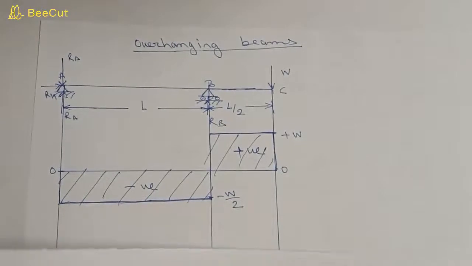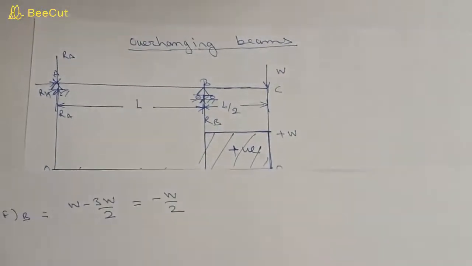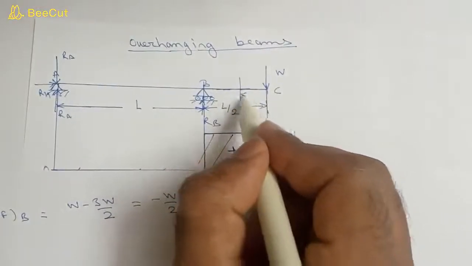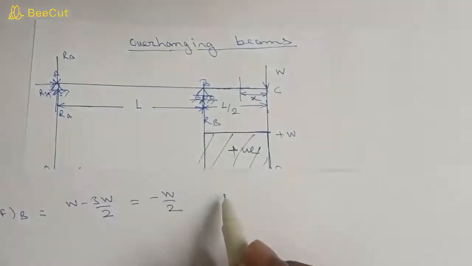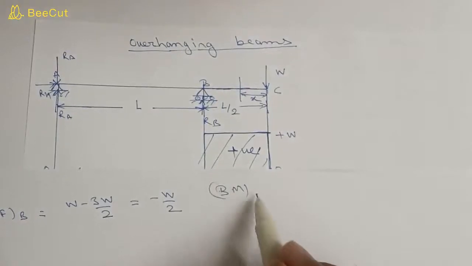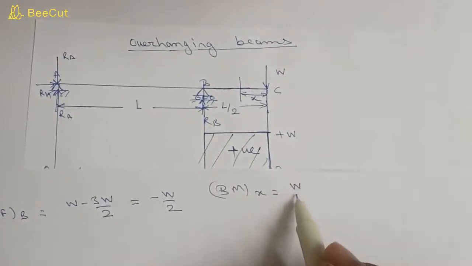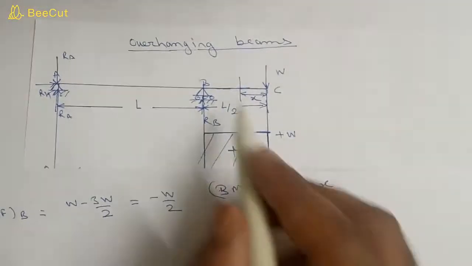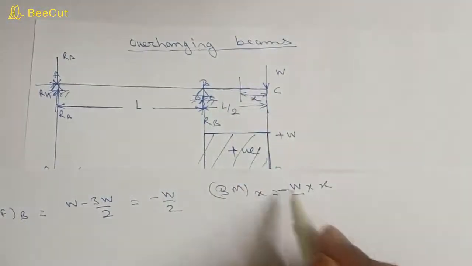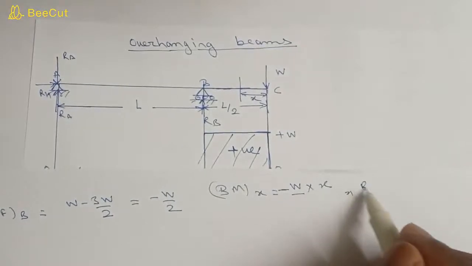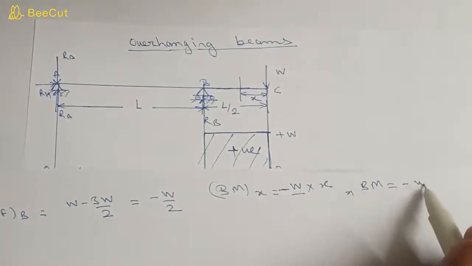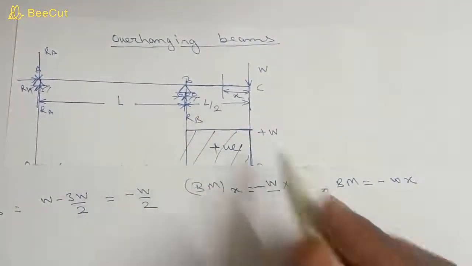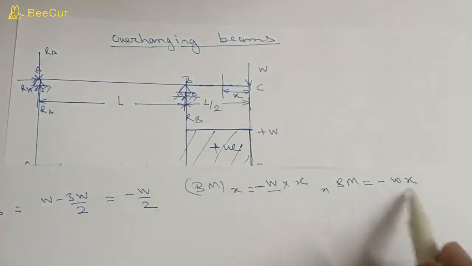Now let's do the bending moment diagram. Suppose this is section X from here. So bending moment at X is W into X, and this is a hogging moment, so it will be minus. So bending moment at X is equal to minus W X. Now bending moment at C will be 0 because X is 0.